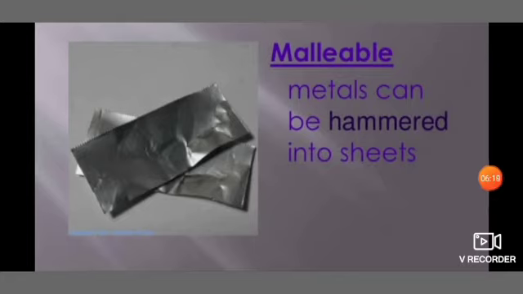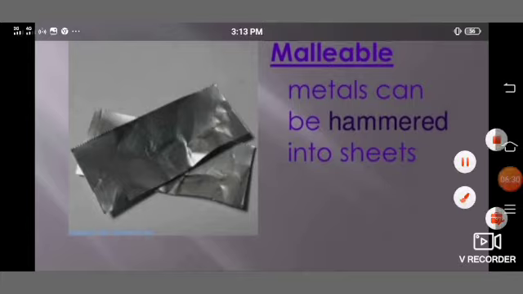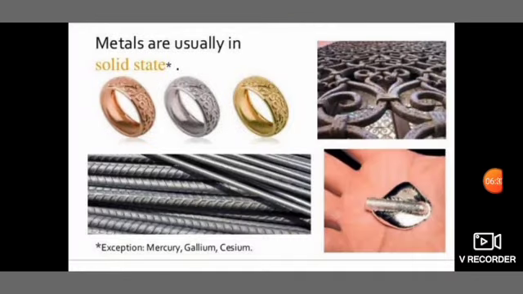Now, what are the remaining properties of metals? We can say that metals are usually in solid form. Metals are solids, except a few like mercury, gallium, cesium, etc., which become liquid very quickly. Mercury is in liquid form. Gallium and cesium will melt even in our palm. At low temperature itself, they will melt. But generally, we can say usually metals are in solid state.